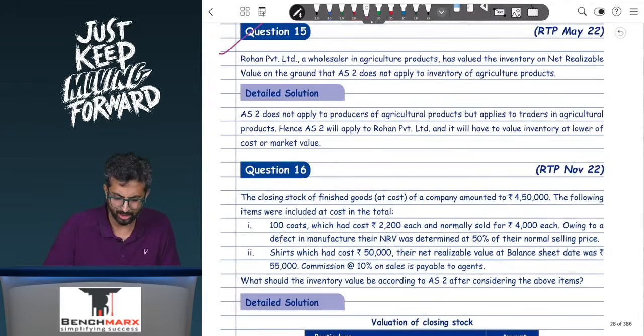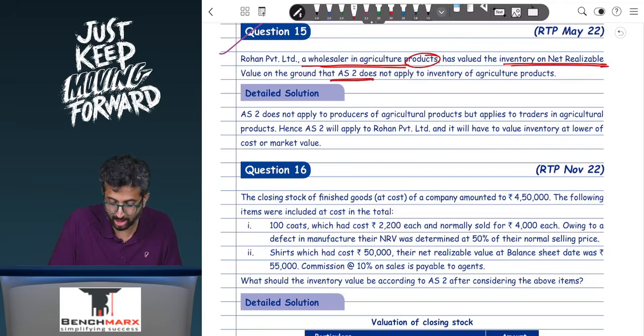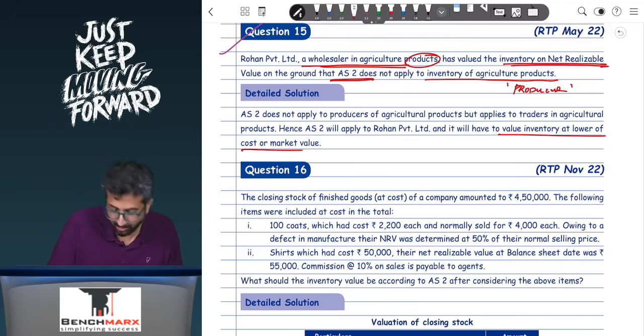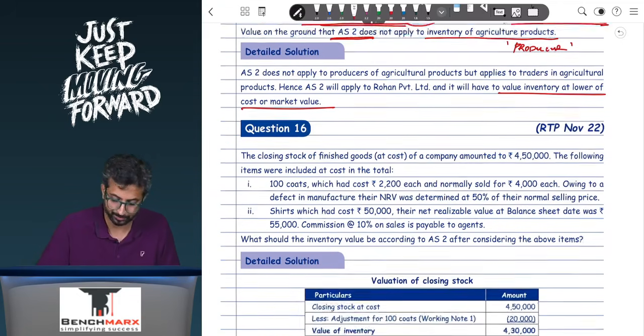Next you have question number 15. This is on a very specific case. Rohan is a wholesaler in agricultural products and has valued the inventory on NRV, on the grounds that AS 2 does not apply to inventory of agricultural products. Remember, it does not apply to agricultural products if you are a producer, that is a farmer. Now, are you a farmer? No, you are a wholesaler and hence AS 2 will apply. You will have to measure at cost or NRV, whichever is lower. AS 2 will be applicable. This is question number 15, can come for an MCQ.